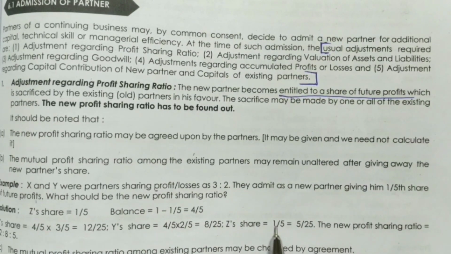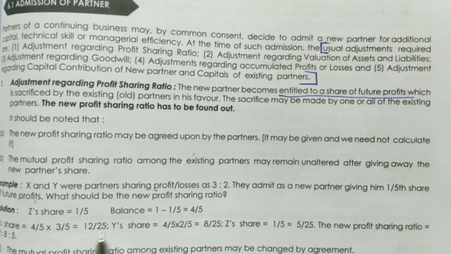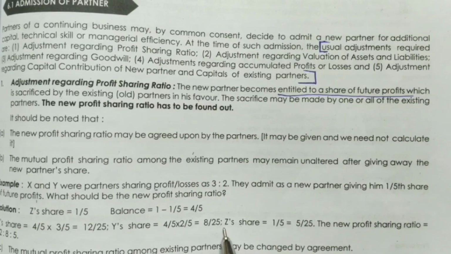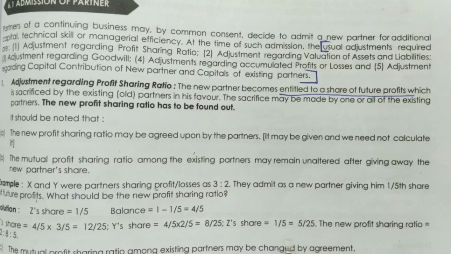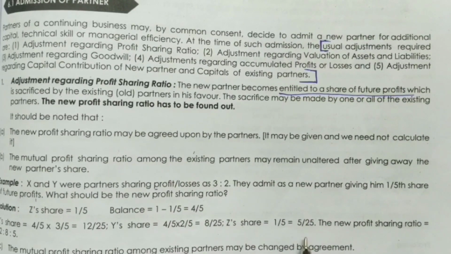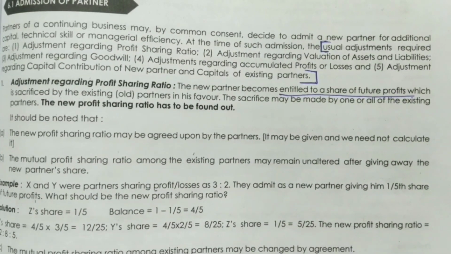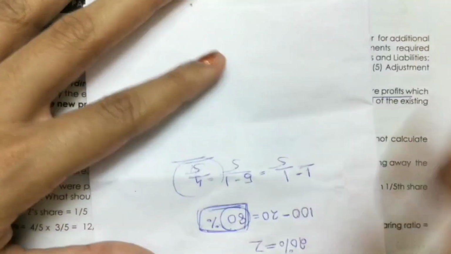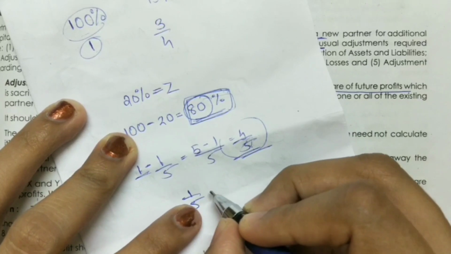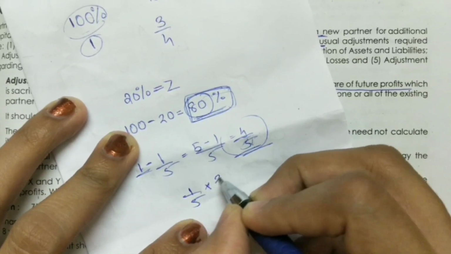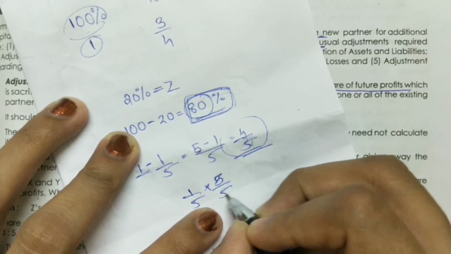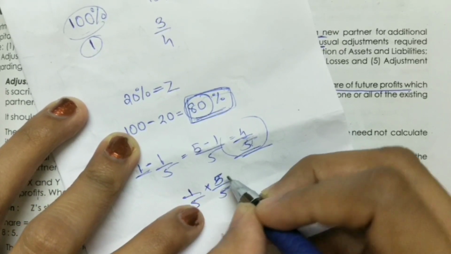So we have to make the denominator of Z's share also 25. What we do is multiply the denominator by 5. Only after multiplying the denominator by 5 will we get 25 on the denominator side, right? If I multiply the denominator by 5, I have to multiply the numerator also by 5, right? So what will be Z's new profit sharing ratio? That is going to be 5/25. I hope this is clear to you.